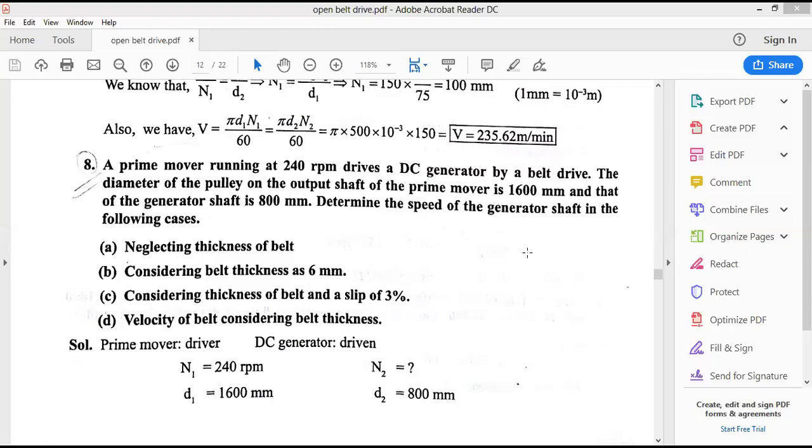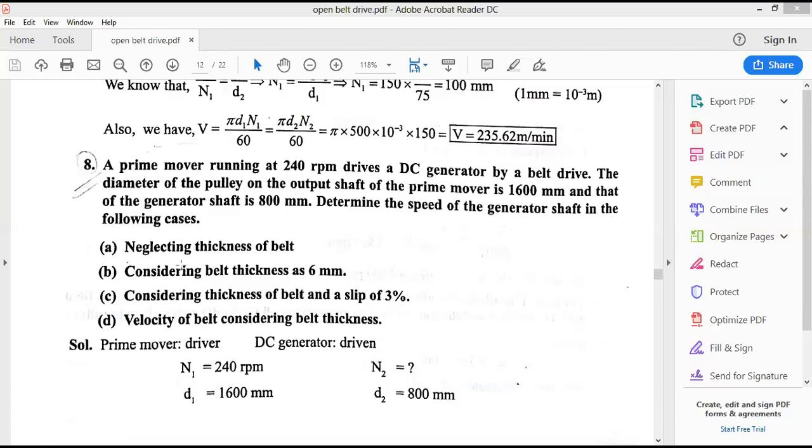Determine the speed of the generator in the following cases. Now they have given three conditions. Let us see one by one. First, neglecting the thickness of the belt. In any of the previous problems, we have not considered the thickness of the belt at all. We have only considered the speed of the pulley and the diameter of the pulley for calculation.